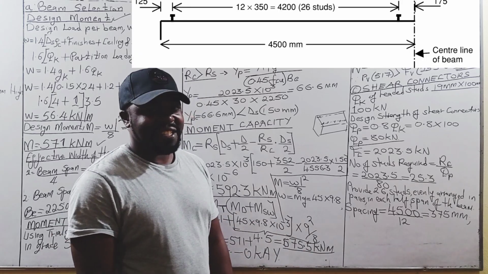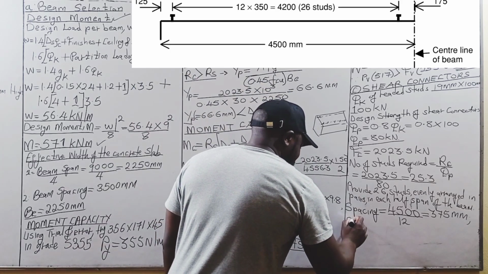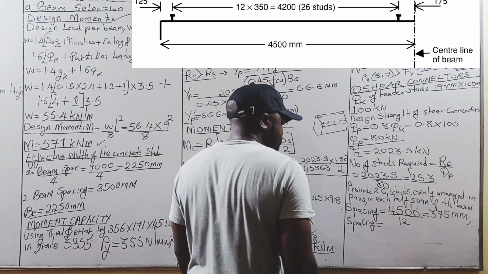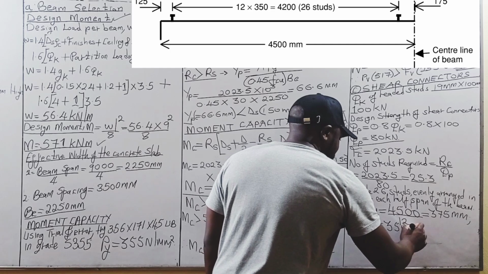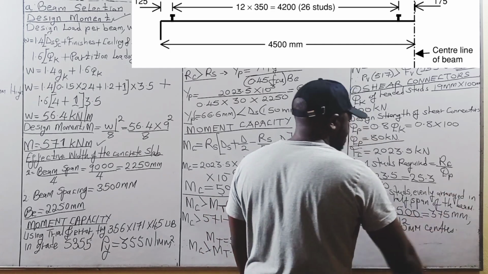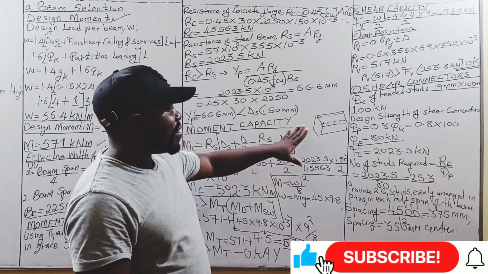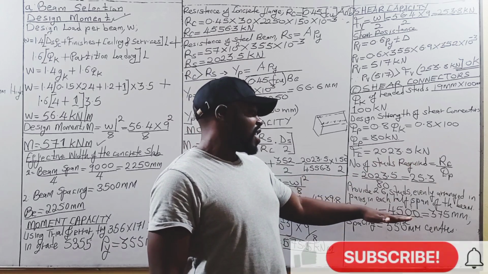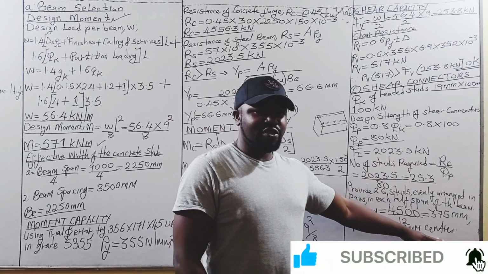Therefore, the spacing will be equal to 350 millimeters center to center. So that is how we deal with the shear connectors. Those are the number of shear studs required, and that is how they are going to be spaced.